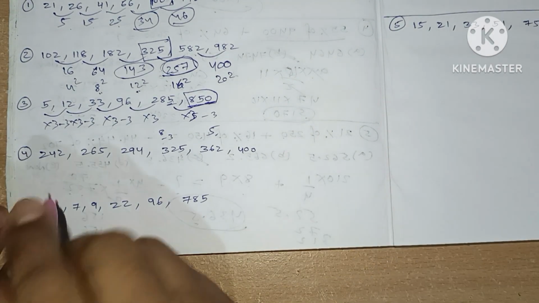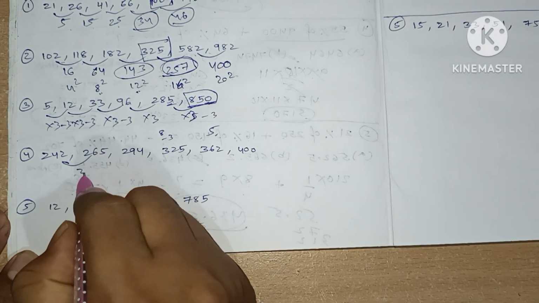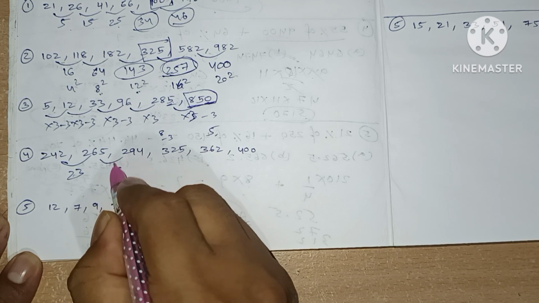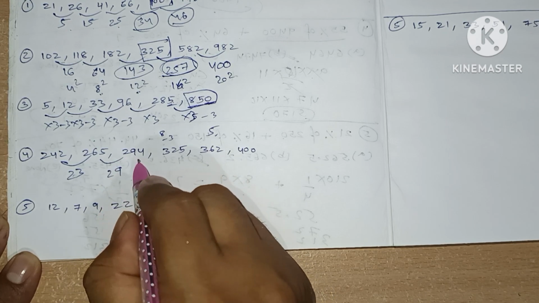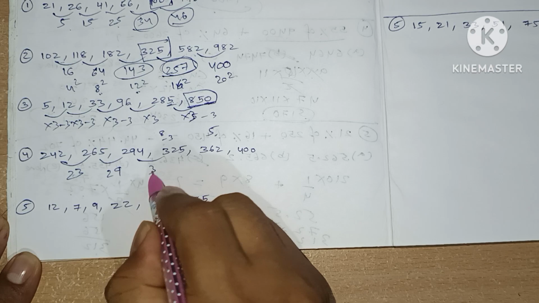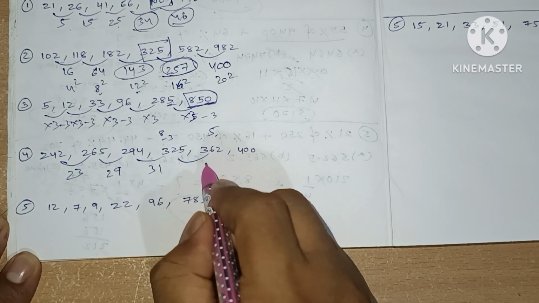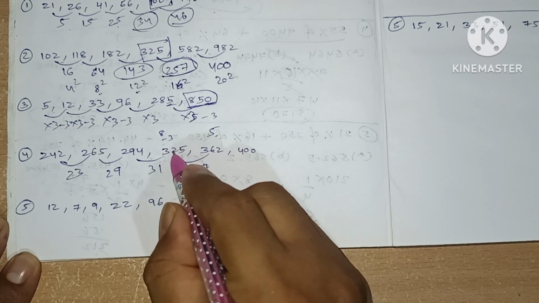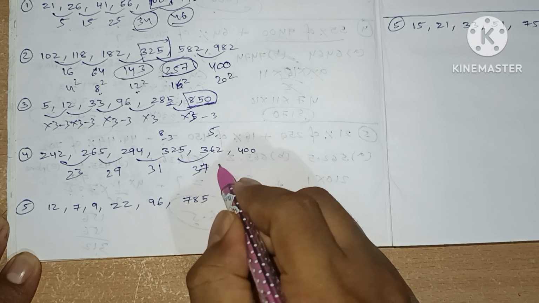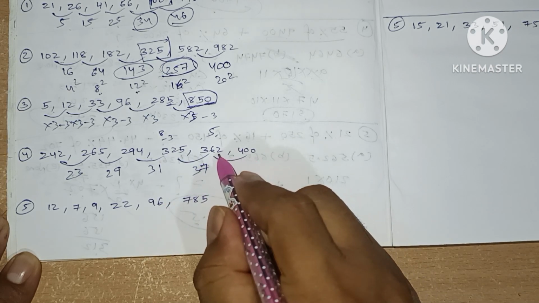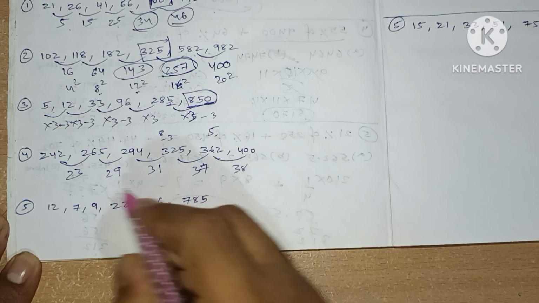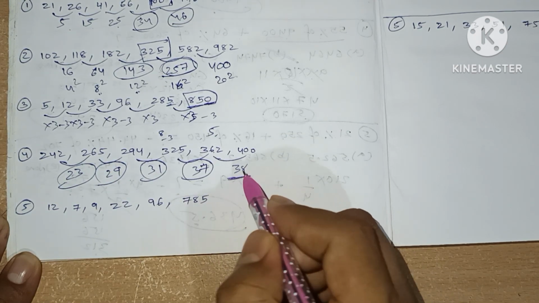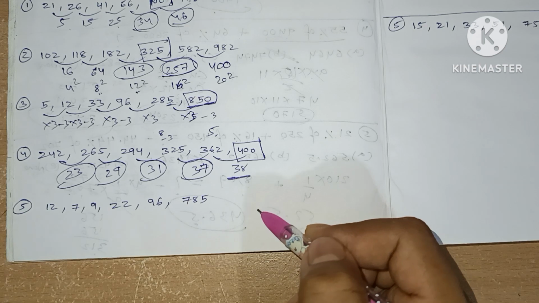Next one, here we see a difference of 3, 23. Here we see a difference of 9, 29. Here we see a difference of 31. Here the difference is 5 plus 2, 7, and this will be 5 minus 2, 37. So okay, here we see a difference of 38. These all are prime numbers, but this is not a prime number, so this is our wrong number.